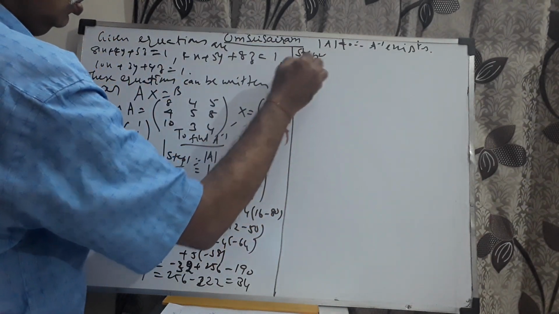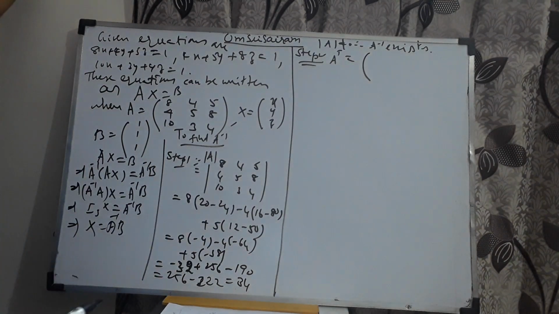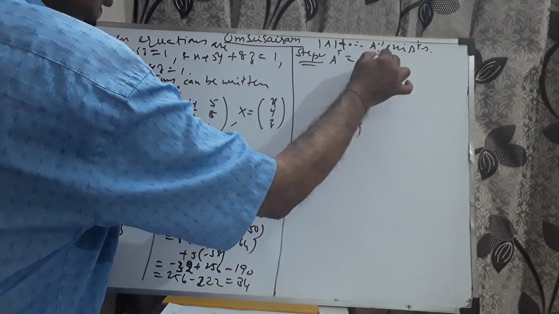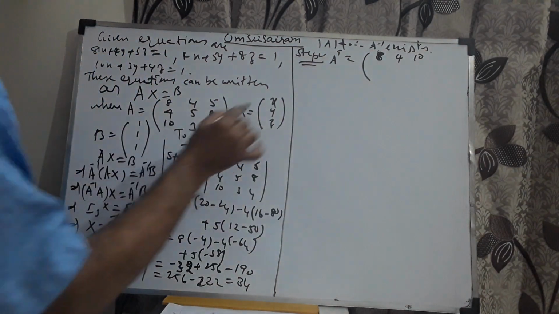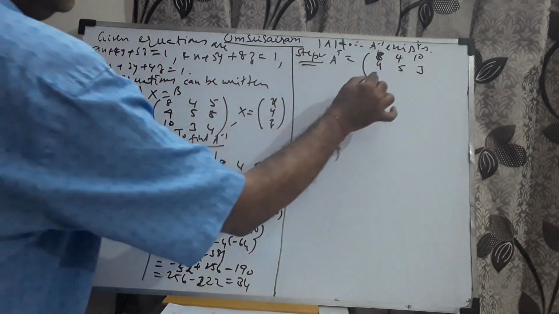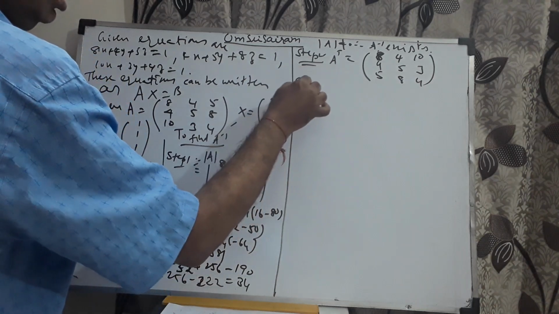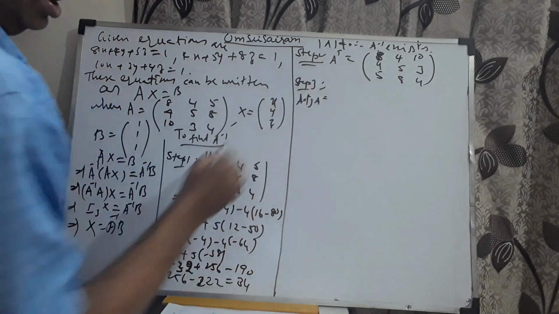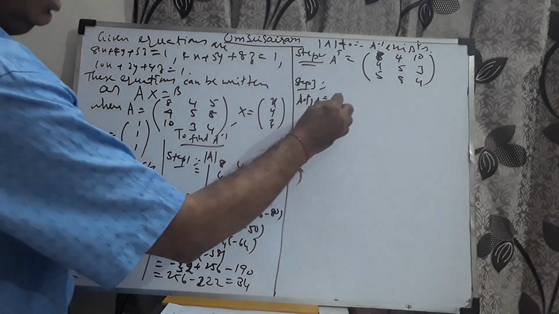Now step 2, A transpose: row becomes column, column becomes row. Let me just write the entries here: 8, 4, 10, 4, 5, 3, then of course 5, 8, 4. Now step 3, adjoint A. Actually there are 9 entries. I'll try to write all the 9 entries here itself.